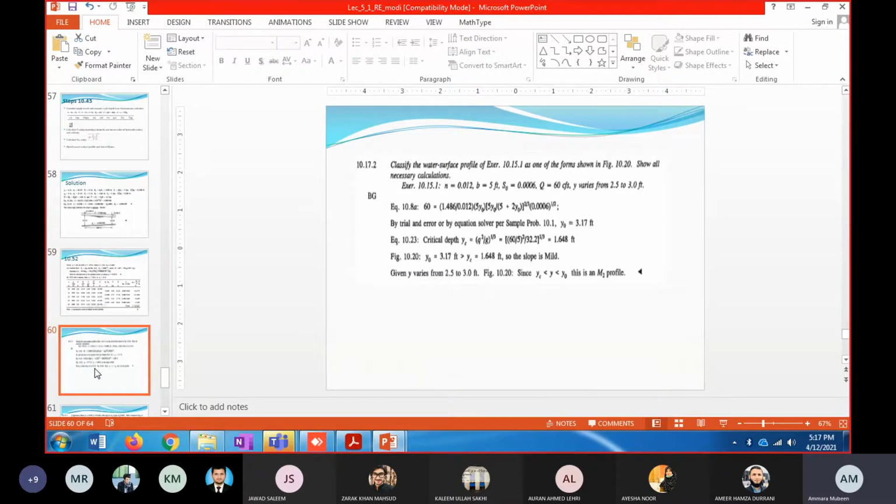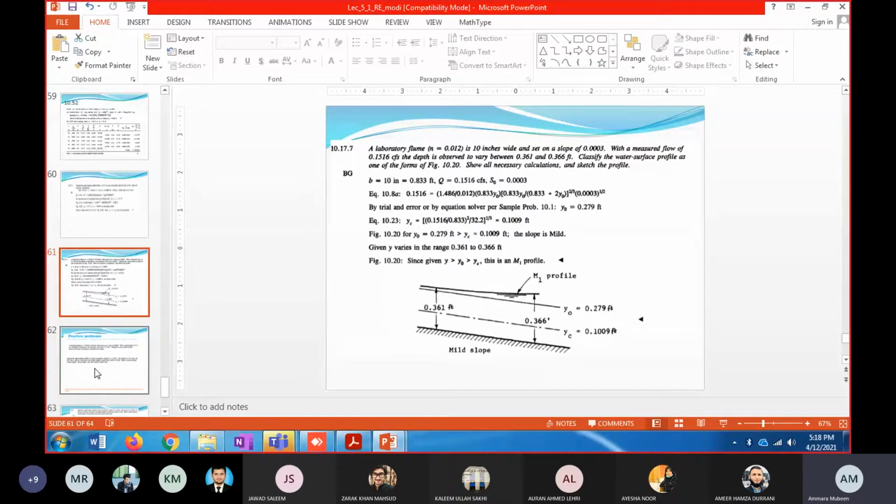Yes, this is classify the water surface profile. Show all necessary calculations. So this kind of question we have already practiced in the previous lecture, so I expect that you will be able to do that. The two most important calculations you would be doing in this kind of question would be one, the critical depth, and the other, Y naught. Then depending upon their magnitudes, you'll be deciding on the water surface profile type. So please practice these questions, which are included in the presentation.